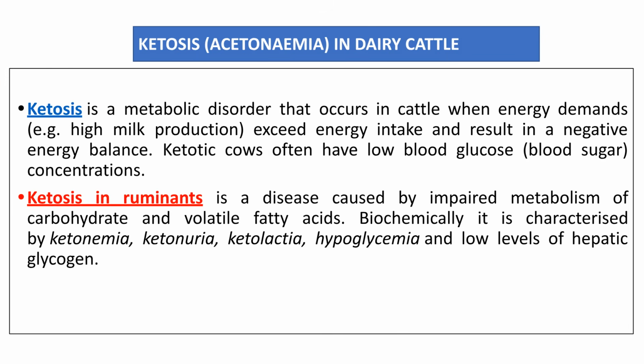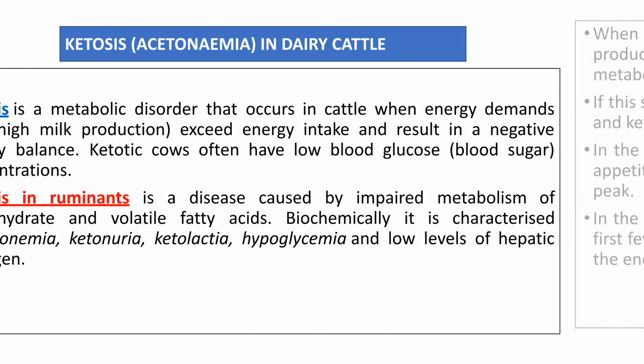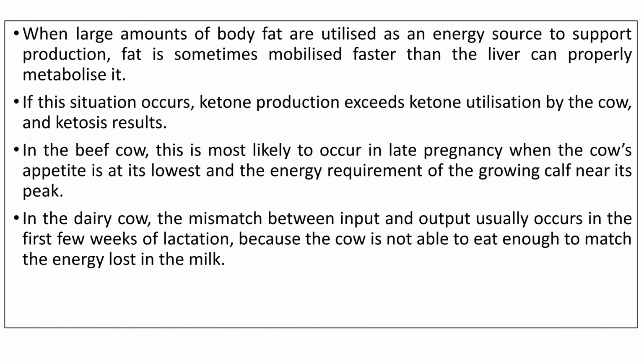Ketosis, or acetonemia, is a metabolic disorder where energy demands exceed intake, leading to a negative energy balance and low blood glucose. In ruminants, it is characterized by impaired carbohydrate and volatile fatty acid metabolism, resulting in ketonemia, ketonuria, ketolactia, and hypoglycemia. Ketosis occurs when body fat is utilized faster than the liver can metabolize it, causing ketone production to exceed utilization. In beef cows, this is common in late pregnancy. In dairy cows, it often occurs in early lactation due to insufficient energy intake to match milk production loss.